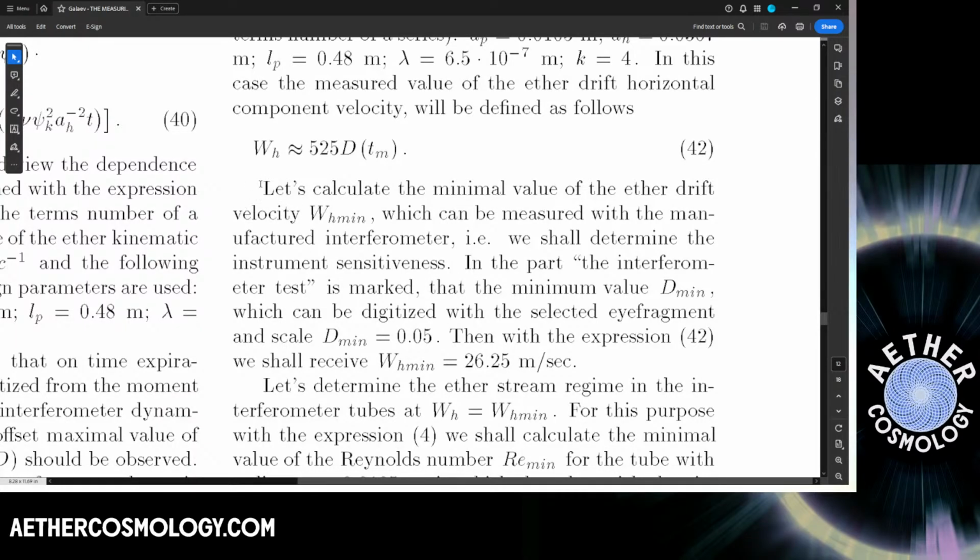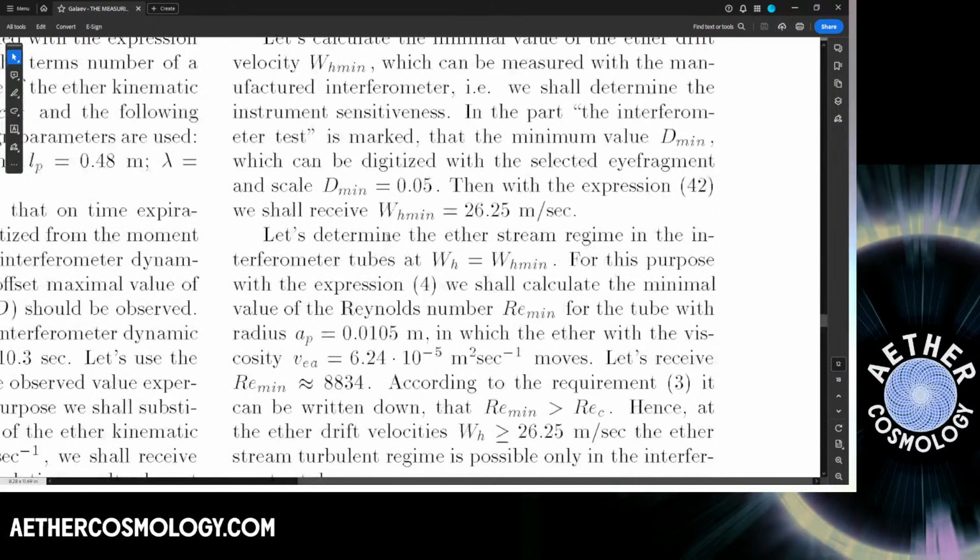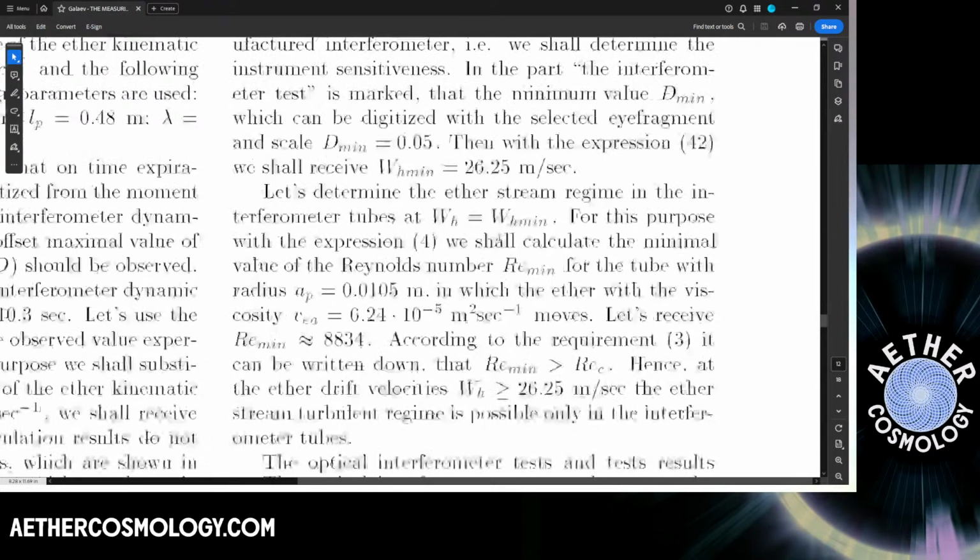If you want. All right, let's calculate the minimal value of the ether drift velocity, WH min, which can be measured with the manufactured interferometer, i.e., we shall determine the instrument sensitiveness. In the interferometer test it is marked that the minimum value D min, which can be digitized with a selected fragment and scale, is D min equals 0.05. Then with expression 42, we shall receive WH min equals 26.25 meters per second.